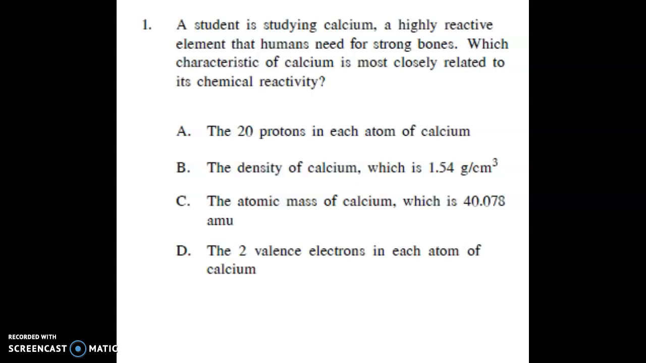Question 1. A student is studying calcium, a highly reactive element that humans need for strong bones. Which characteristic of calcium is most closely related to its chemical reactivity? A. The 20 protons in each atom of calcium. B. The density of calcium, which is 1.54 grams per centimeter cubed. C. The atomic mass of calcium, which is 40.078 atomic mass units. Or D. The 2 valence electrons in each atom of calcium.